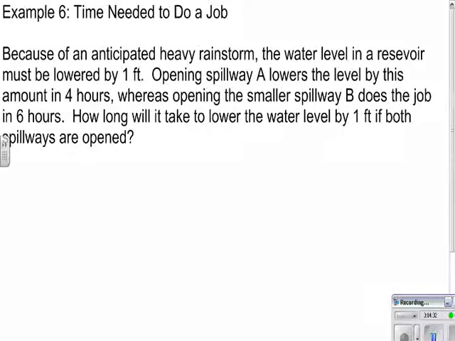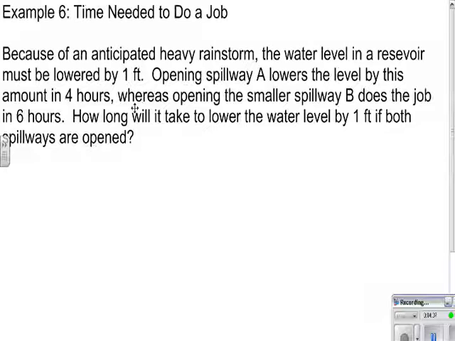Example 6, time needed to do a job. Because of an anticipated heavy rainstorm, the water level in a reservoir must be lowered by 1 foot. Opening spillway A lowers the level by this amount in 4 hours, whereas opening the smaller spillway B does the job in 6 hours. How long will it take to lower the water level by 1 foot if both spillways are opened?